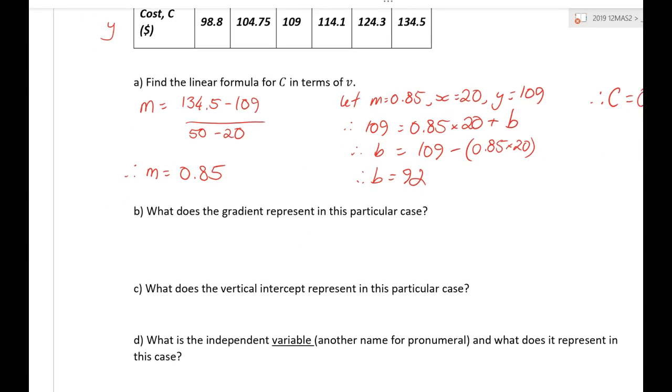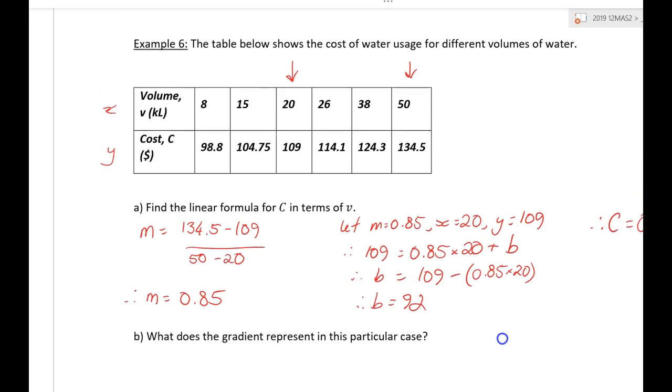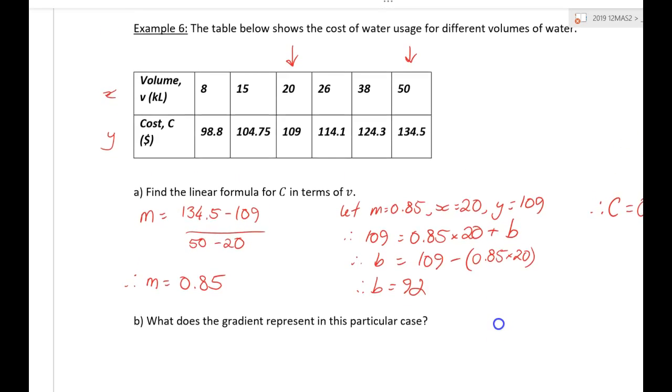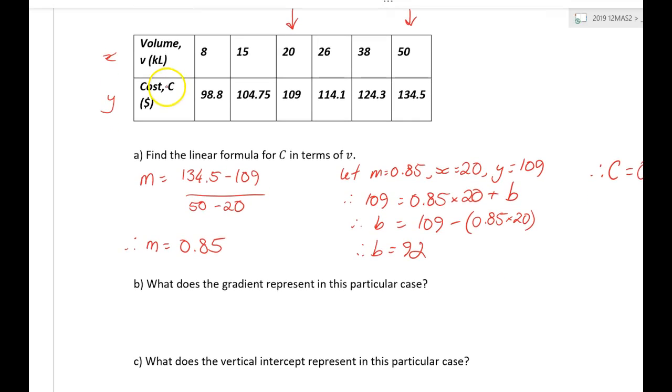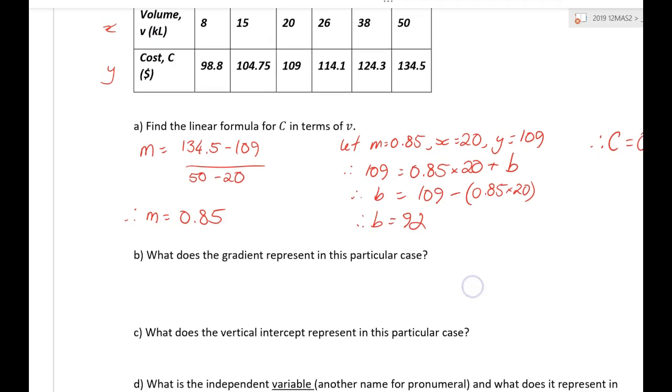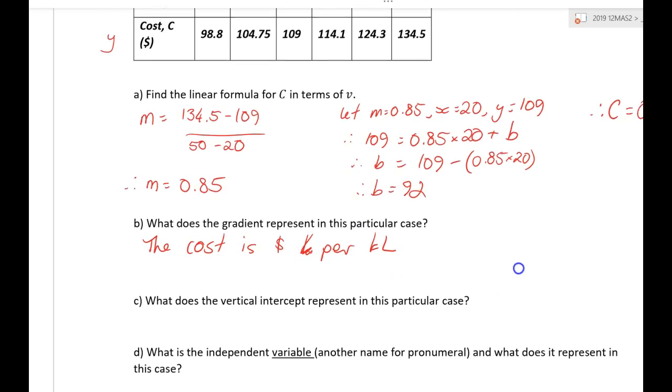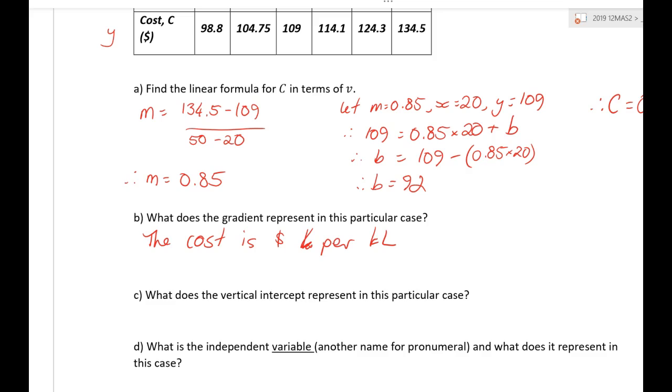Rightio. Now, what does the gradient represent in this particular case? Well, we've got to read this a little bit carefully. The cost of water for different volumes. Well, it must be, right, the gradient shows how much it changes sort of per unit. So that means for every kiloliter, how much it costs. So it is the cost in dollars per kiloliter.